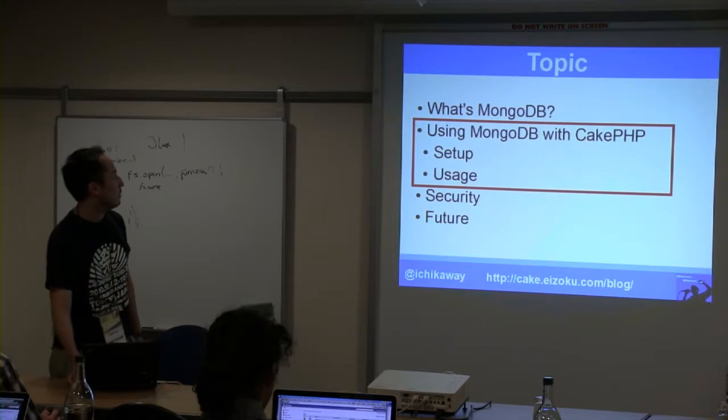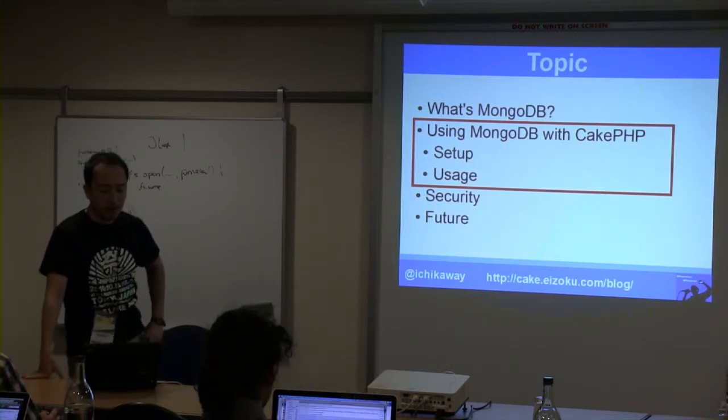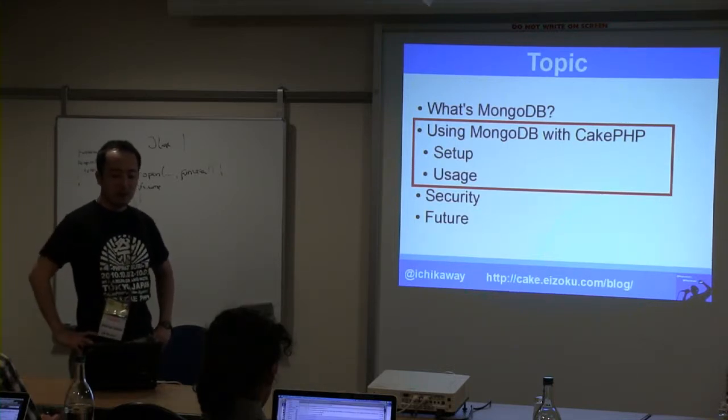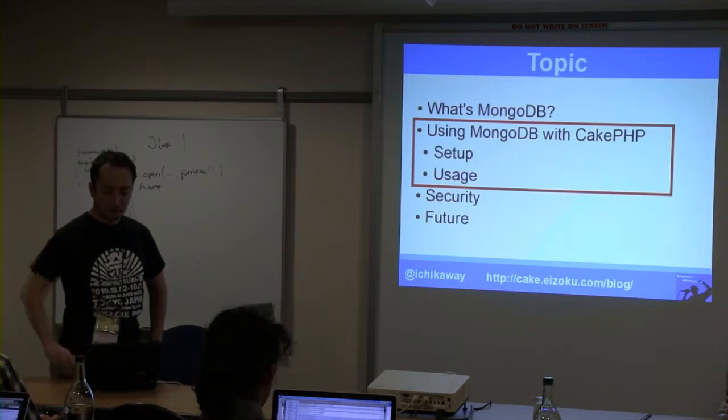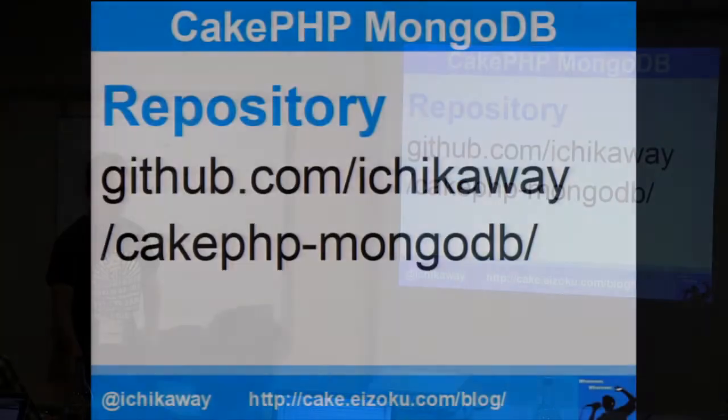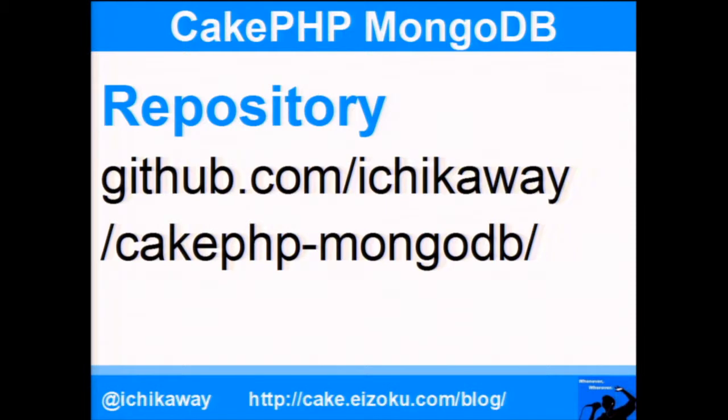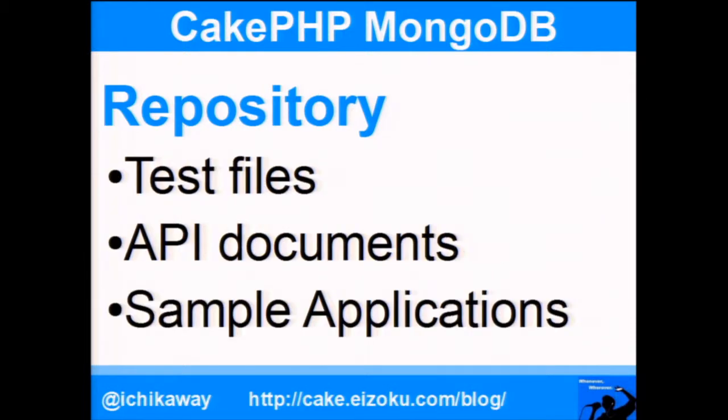Okay, that's the end of the short introduction. Next is how to use MongoDB with Cake. Here is a repository. This repository has some test files, API documents, and many sample source codes. These are good information to develop with.